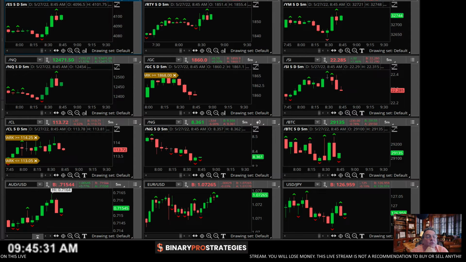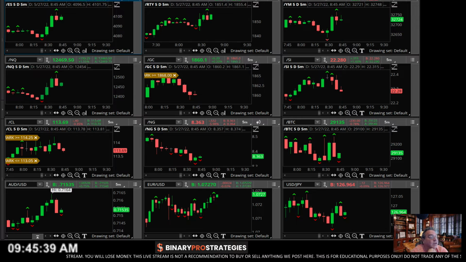Getting a buy now on the US yen. We're getting a buy on the US yen at 126.95. That's going to be one of the 5 core patterns. It's going to be a pat buy.